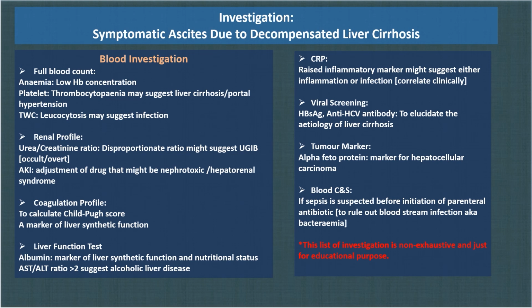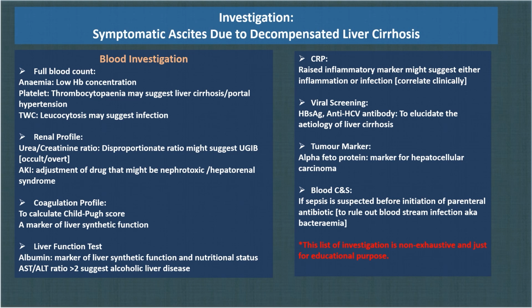Let's start with blood investigation first. As you can see here, there are actually a few tests that we'll consider, ranging from full blood count, renal profile, coagulation profile, liver function test, CRP, viral screening, tumor markers, and blood C&S. Each of these tests has clinical implications. Let's start off with full blood count first.